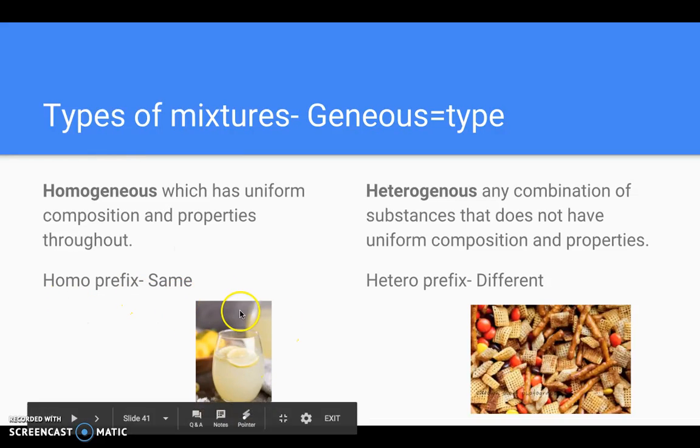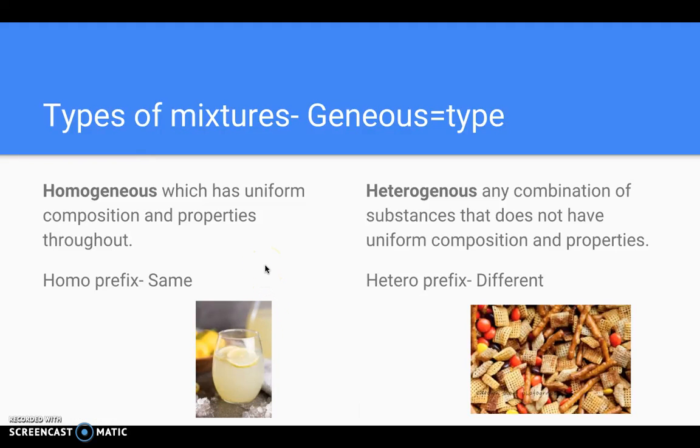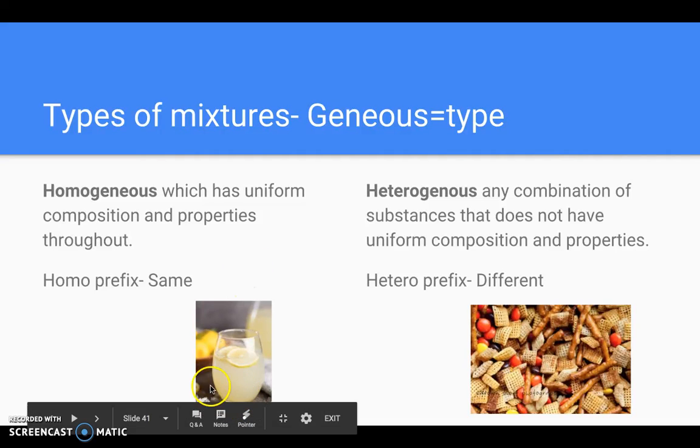For example, this lemonade is a liquid, a solution. Whether it is in the freezer or outside, it's going to melt and evaporate depending on what the conditions are. It also looks the same. It has the same color. It has the same volume. So homogeneous mixtures look exactly the same and have the same properties.